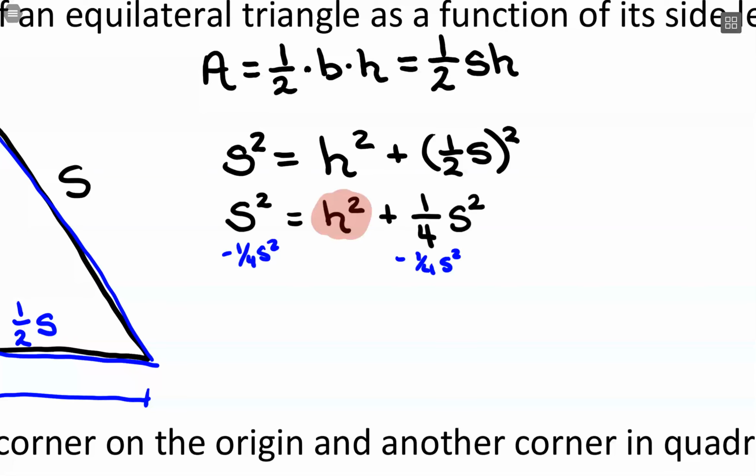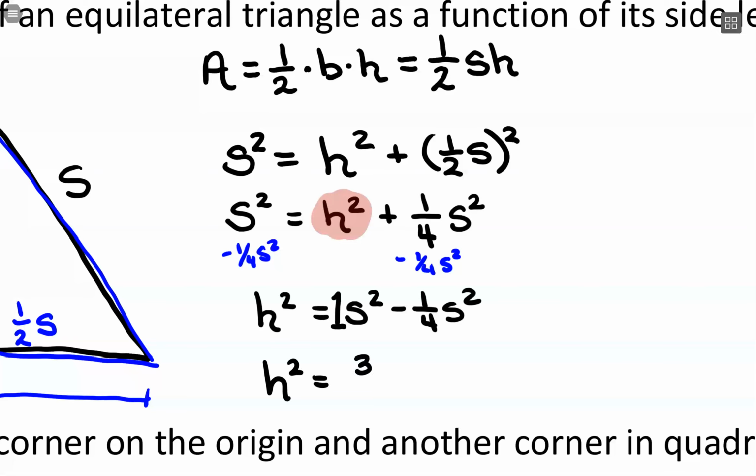So what that will give me is h squared equals s squared minus 1/4 s squared. Now, these two values are like terms. They have the same variable, they have the same exponents. So imagine this is 1s squared, and then I have minus 1/4 s squared. So we combine the numerical coefficients, 1 minus 1/4, which is 3/4, and then our like term, which is s squared.